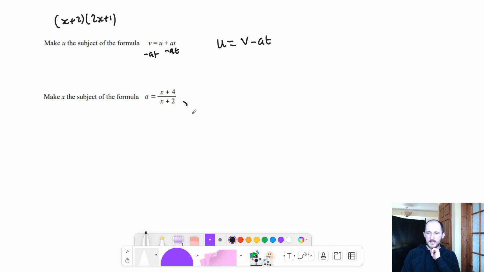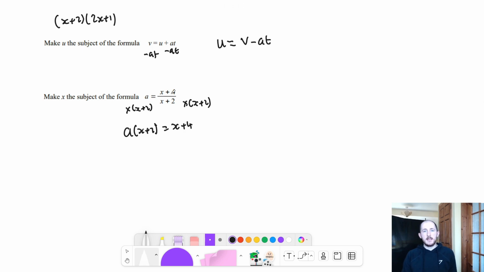So if I times this side by x plus 2, that fraction deletes itself, okay? You're just left with the numerator. So a half times 2 is 1. 3/4 times by 4 is 3, and so on. Now, of course, because of the rules of algebra, whatever I do to one side, I must do to the other. So we have a(x plus 2) was x plus 4.